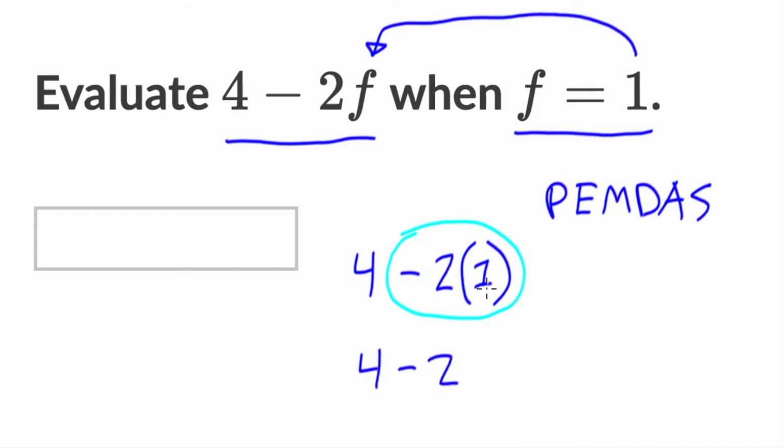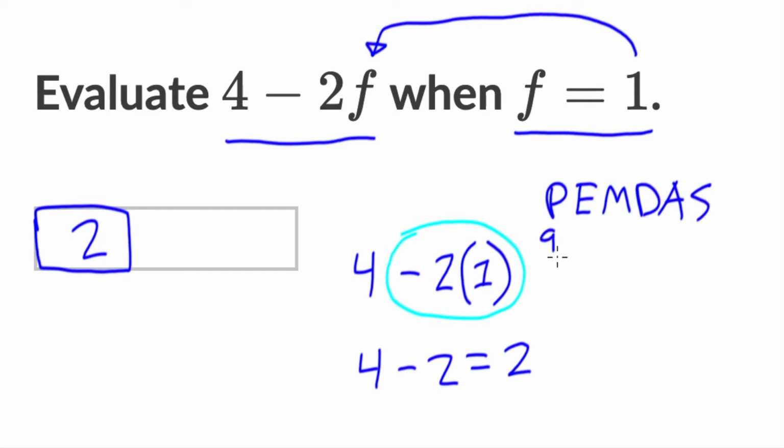Because negative 2 times 1, guess what? It's still negative 2. So the answer is going to be 4 minus 2, which equals 2. Pretty cool. We can put a 2 there, and we box the answer. And let me quickly go over PEMDAS.